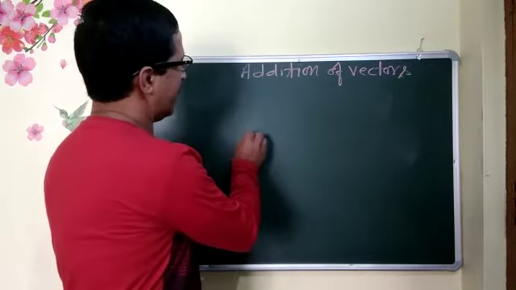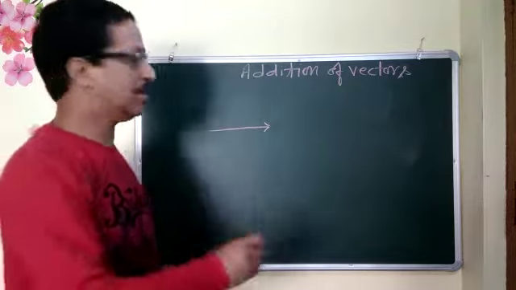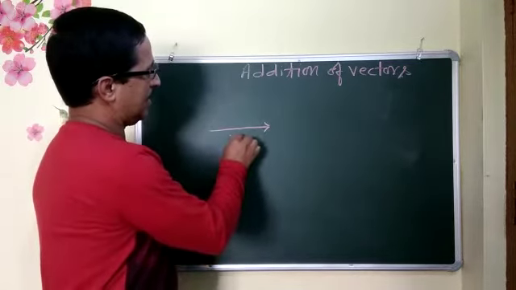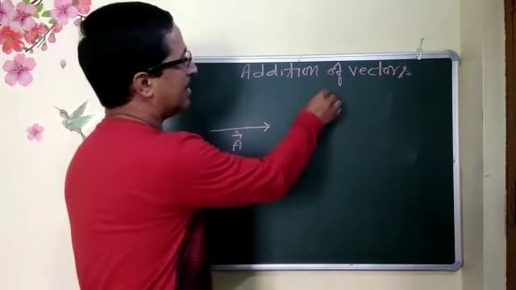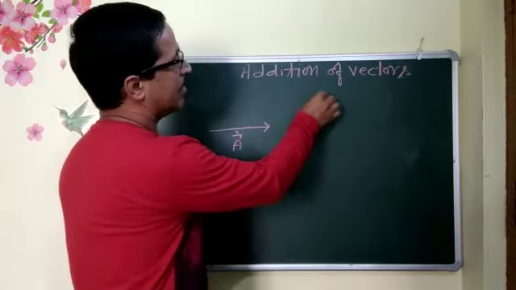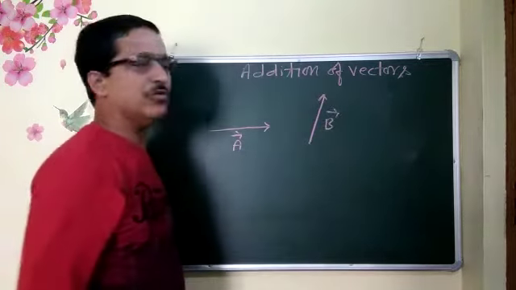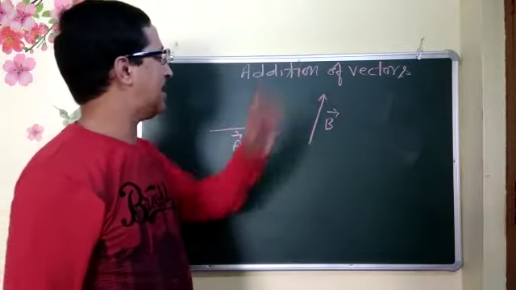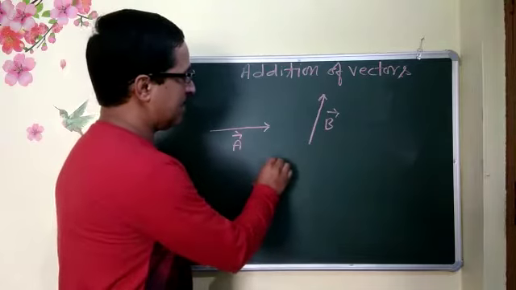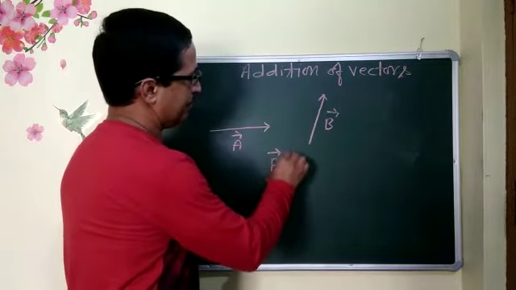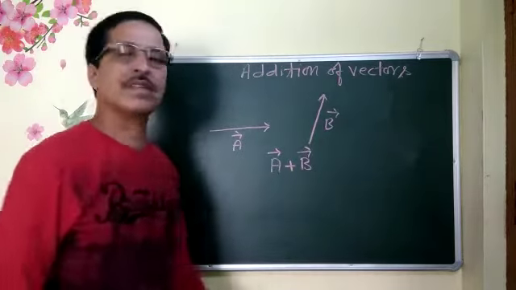Suppose we have a vector A of definite magnitude and in the direction as shown, and another vector B of some definite magnitude and in the direction as shown. And let us first see the sum A plus B of the two vectors.